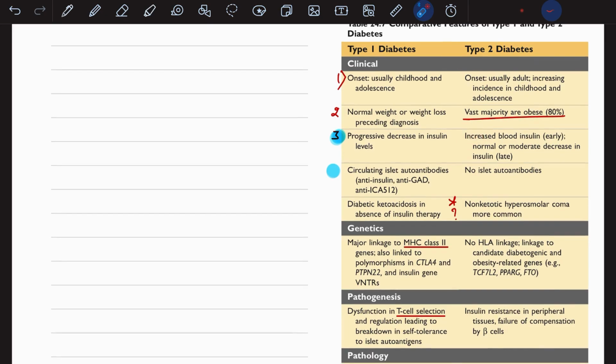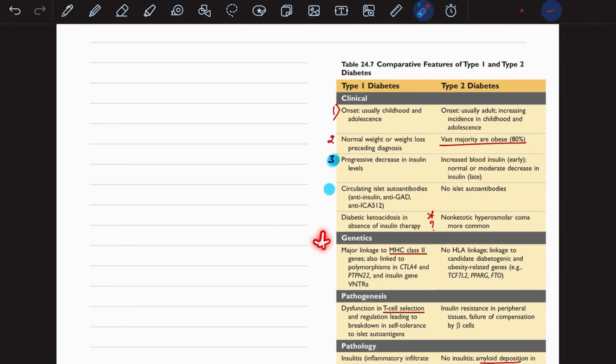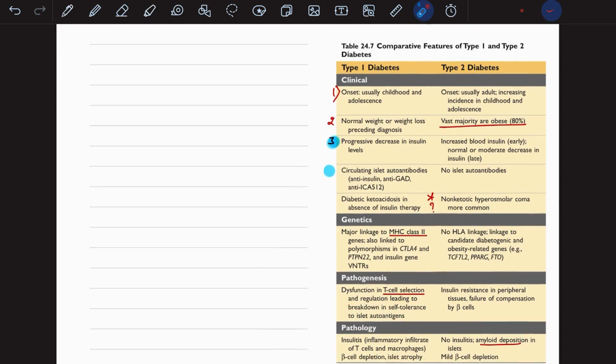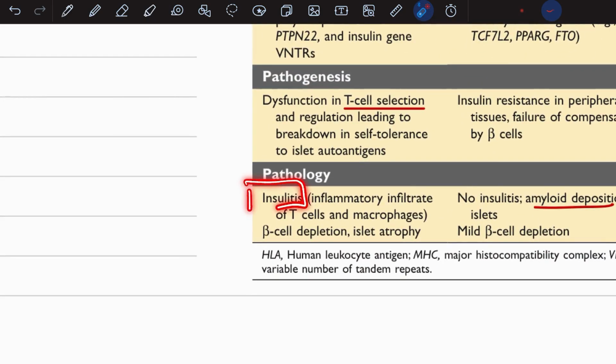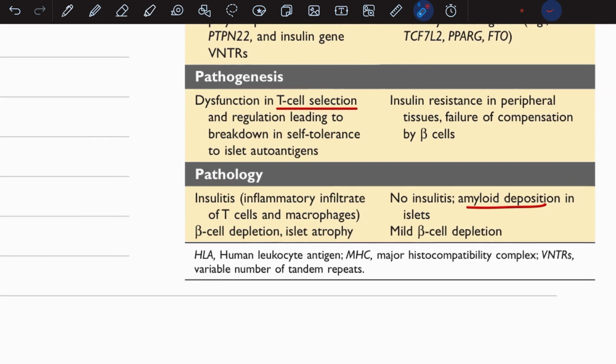In type 1 diabetes, the main thing involved is genetics. MHC class 2 genes are involved, whereas no HLA linkage is found in type 2 diabetes. Pathogenesis-wise, we know that dysfunction of T cell selection and regulation leads to a breakdown in self tolerance to islet autoantigens. One last thing is that insulitis can be seen there, meaning inflammatory infiltrates get deposited in the islets. Those are the features of type 1, whereas amyloidosis can be seen in type 2 diabetes.